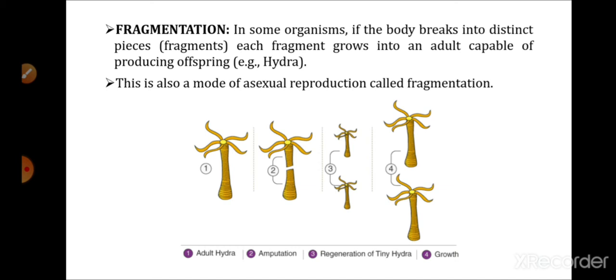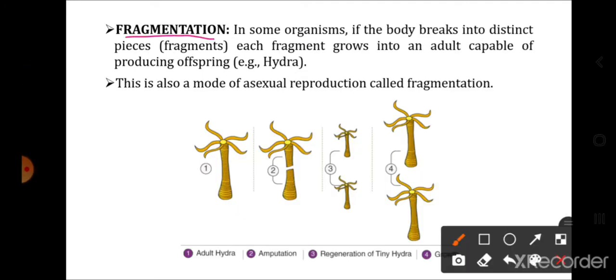Now, the next method of asexual reproduction is fragmentation. The term itself suggests fragmentation, to cut something into different fragments. When the body of an organism is divided into various pieces, various fragments, then each fragment is capable of forming a complete new individual, and that process is called fragmentation.